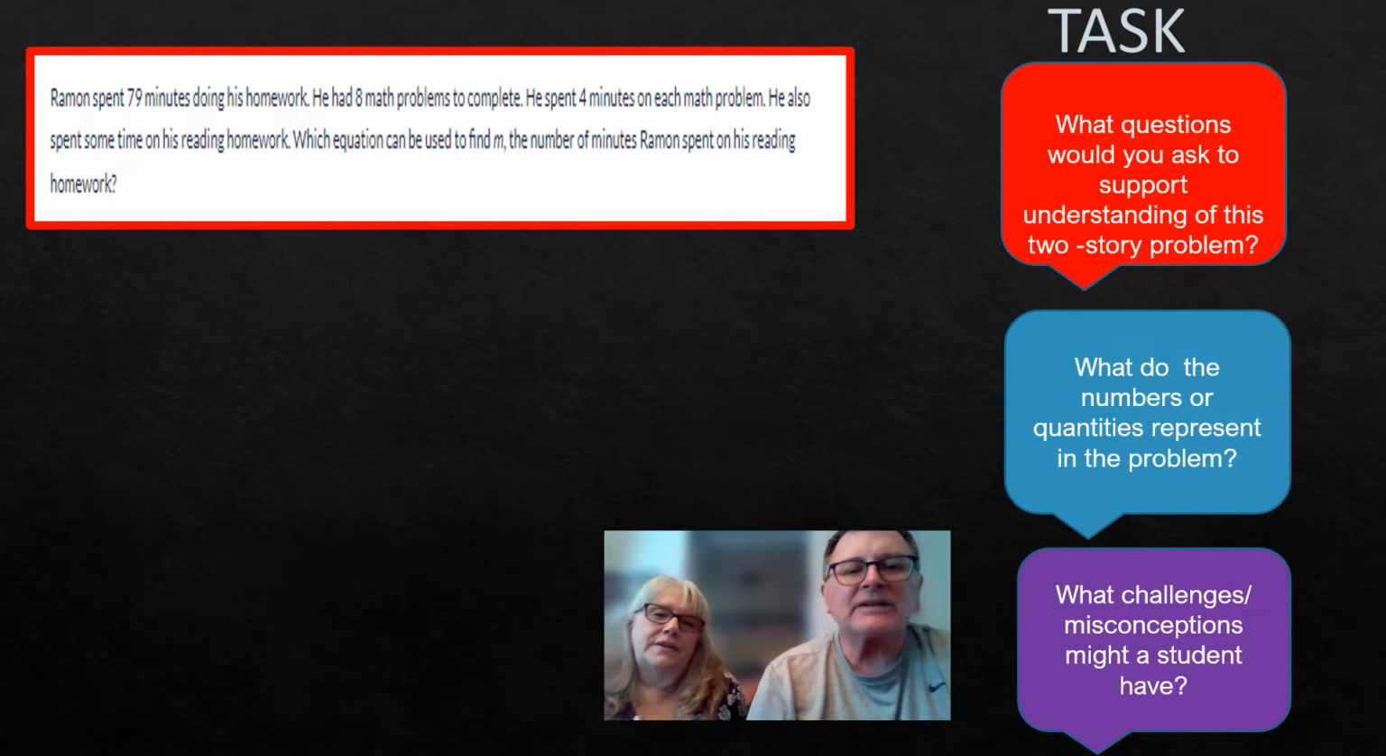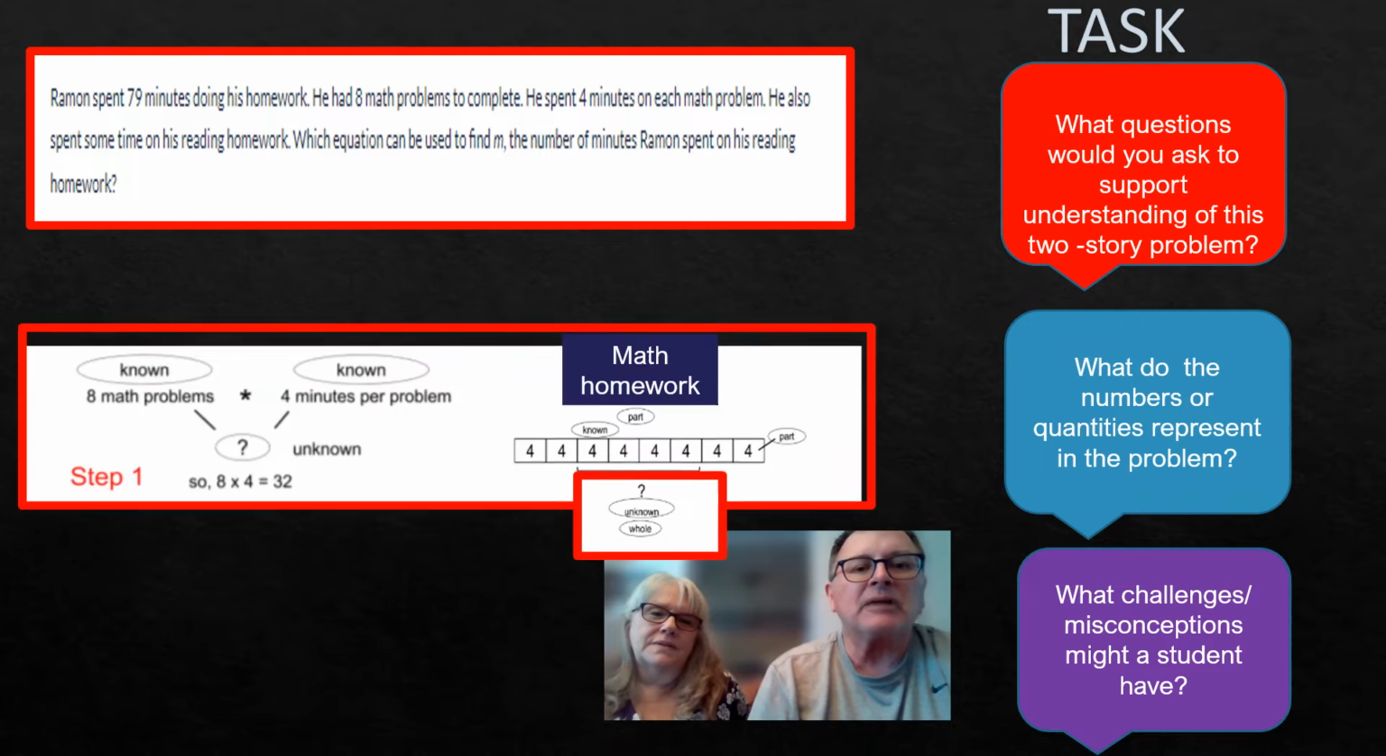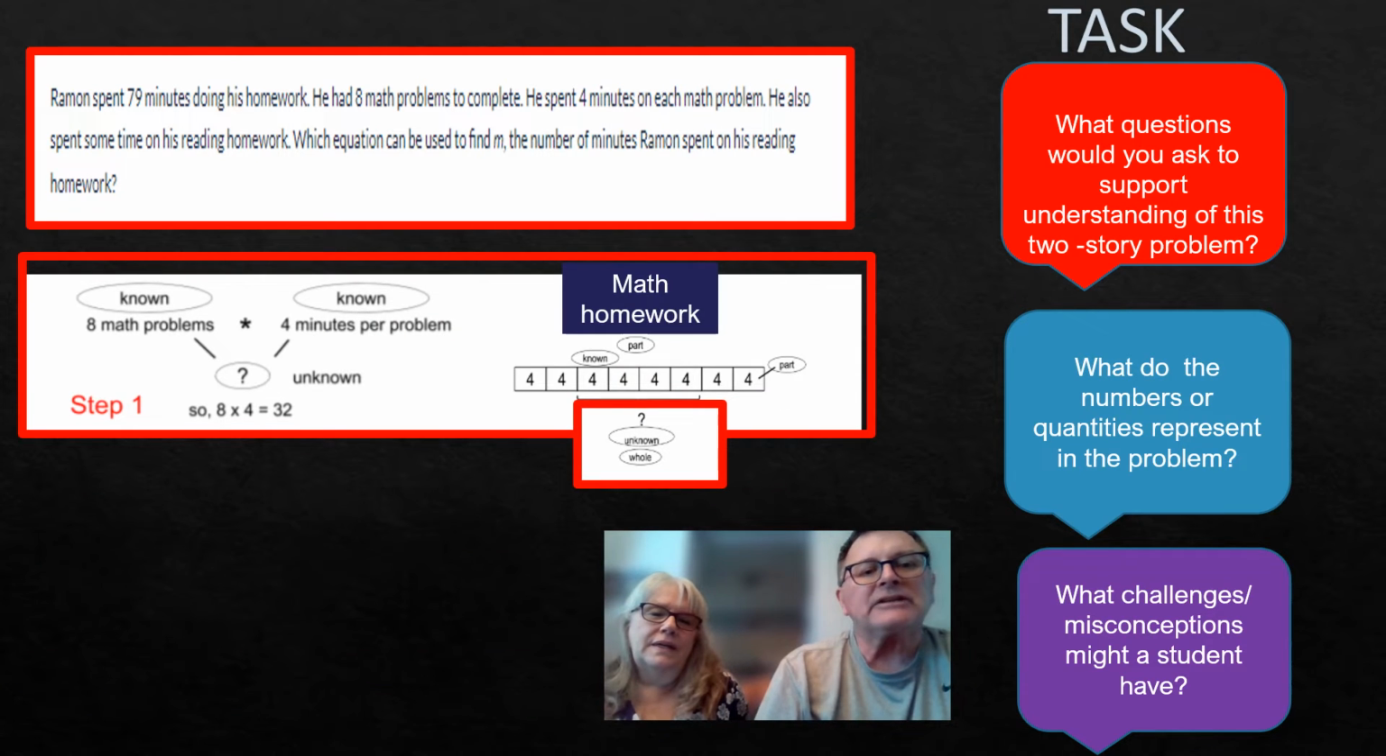Okay, welcome back. Let's take a look and you can compare your strategies to what we have here on our slide. As we know, it's a 2-step problem. So Barbara, take a look at this here. What do you notice about what I just flashed? I see a bar model, so that's one way to represent it. I see the problem broken down into the 2 factors and the missing product, and everything is labeled very well.